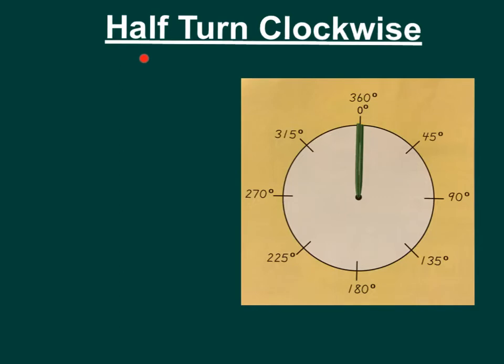Let's try a 1/2 turn clockwise. One of my hands will move halfway across my circle, making a 1/2 turn clockwise. Notice clockwise means right. Now you try. Pause video now.